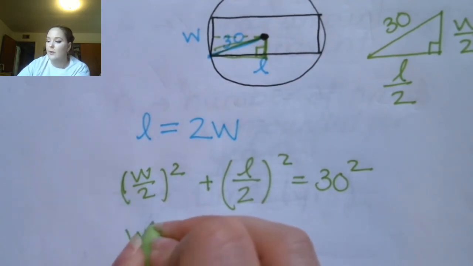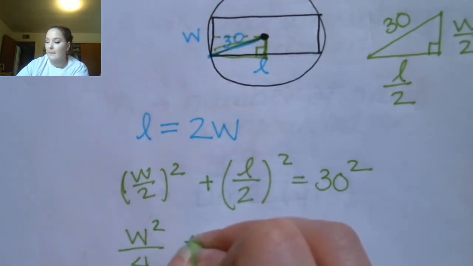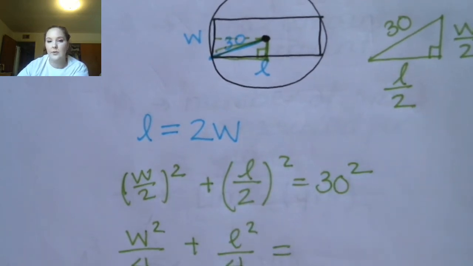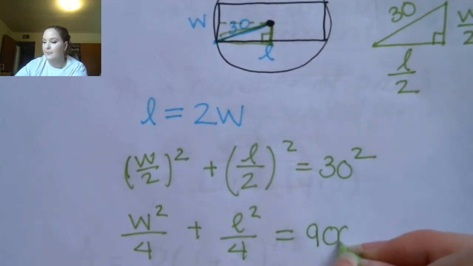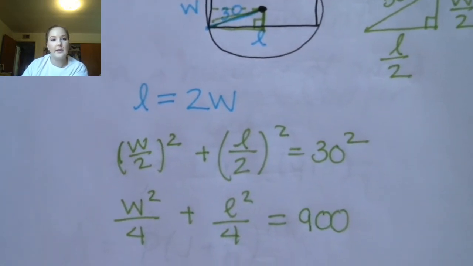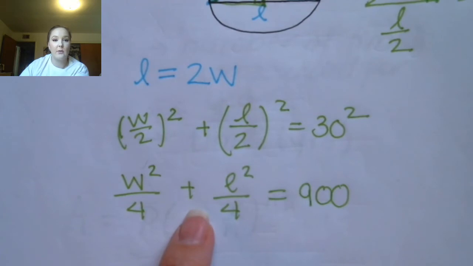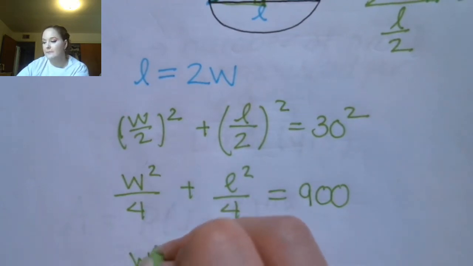So I'm going to rewrite this. 30 squared is 900. And like we've talked about in class before, if you have fractions like this, you can always multiply by the LCD.